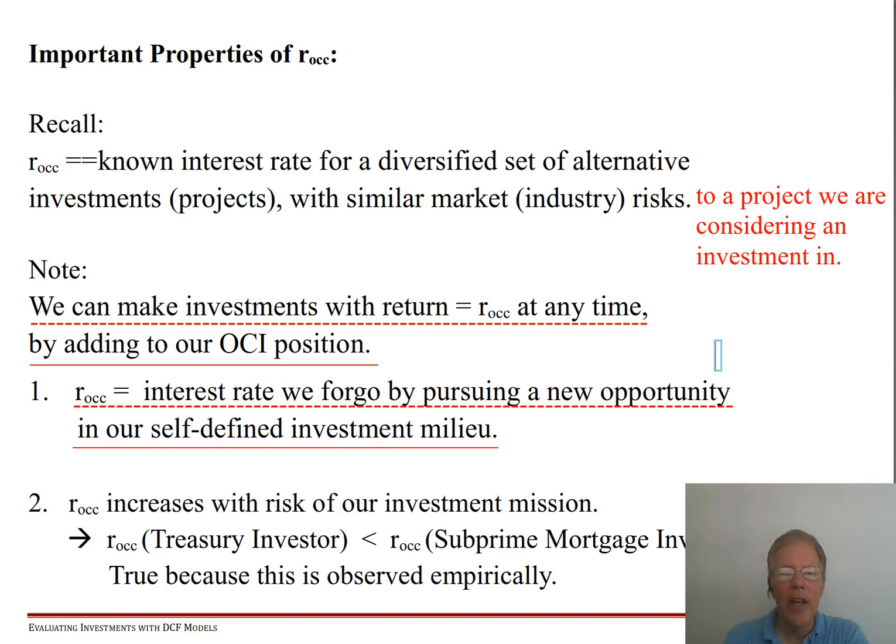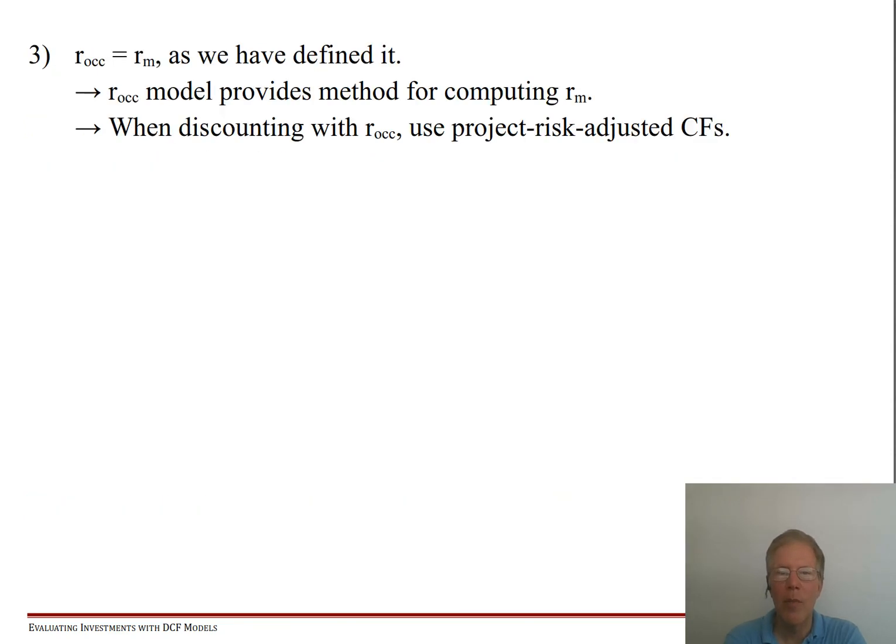Okay. All right. Other thing to note here is that the opportunity cost of capital is going to increase with the risk of our investment mission. We've seen this all semester, but I just want to really emphasize this. So the opportunity cost of capital for a treasury investor is going to be much less than the opportunity cost of capital for a mortgage investor, right? And we've seen that empirically several times.